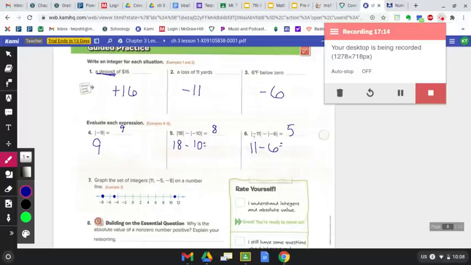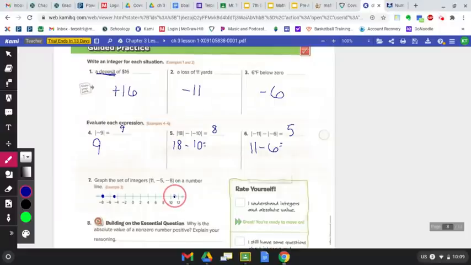In number 6, the absolute value of -11 is 11 because distance is positive. It's 11 away from 0. And then the absolute value of -6 is 6. So I would have 11 minus 6, which should be 5. Graphing the set of integers on the number line they provided, notice that they go by 2's. So positive 11 would be in between 10 and 12. -5 is in between -4 and -6. And then we have -8 there on the number line.